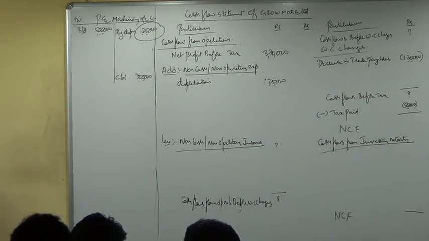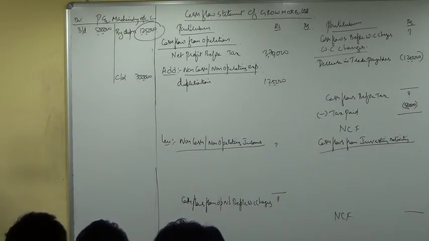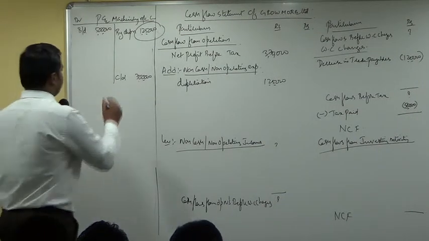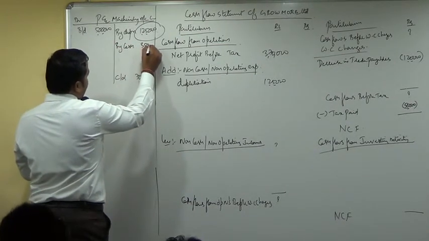Second point, at the year end, that means after depreciation, one old machine costing 50,000, cost price 50,000, WDV 20,000 was sold for 35,000. When machinery is sold, money is received. What is the entry you write? Cash or bank account to machinery account. By cash 35,000.